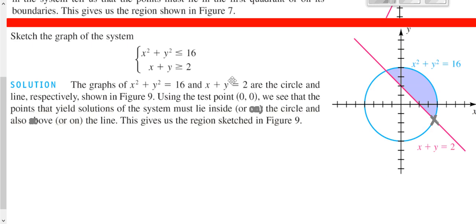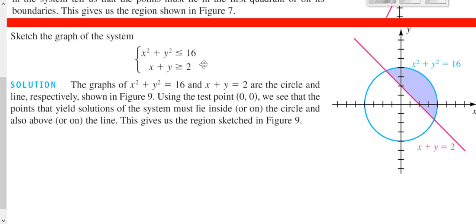Down below here, we have a circle and we have a line. This circle would be centered at the origin with a radius of 4. It would be a solid curve because of the equal to. So we have a circle of radius 4. It's less than, so that means you're shading inside the circle.